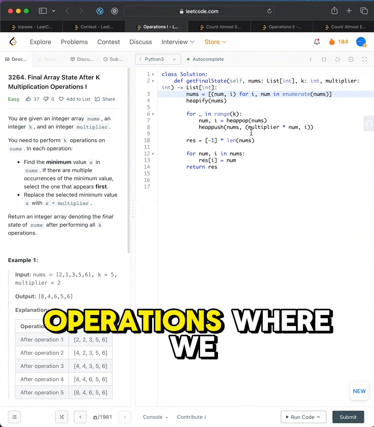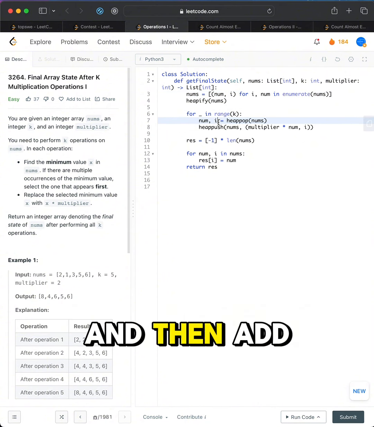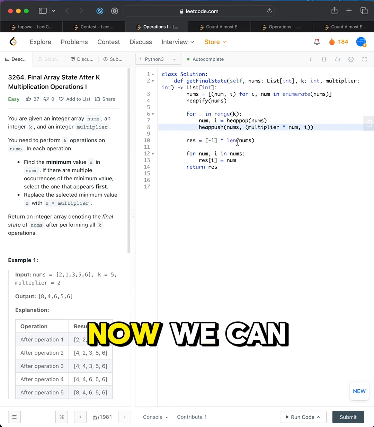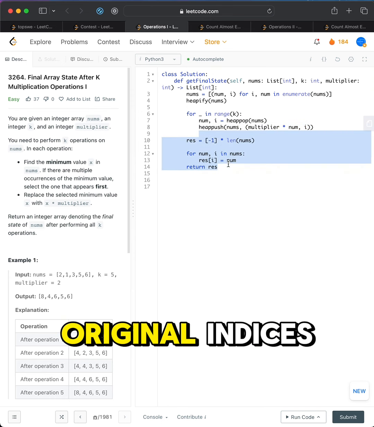We simulate k operations where we pop the minimum and then add the new value back to the heap. Now we can simply rewire the numbers to their original indices.